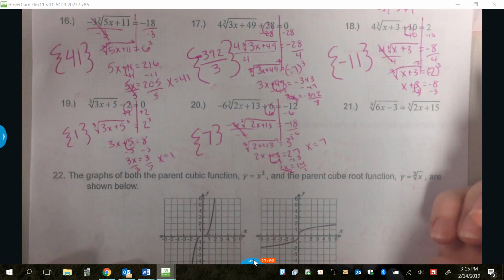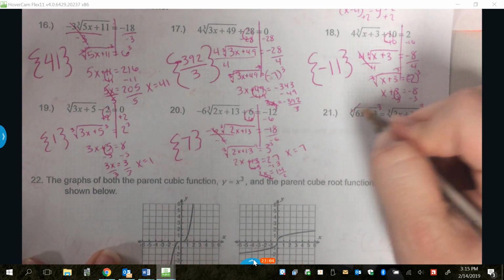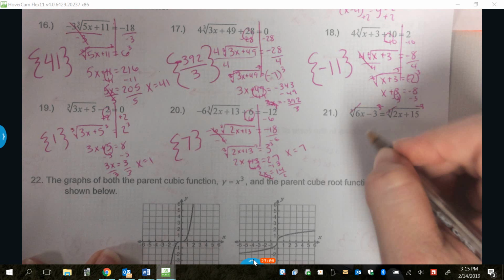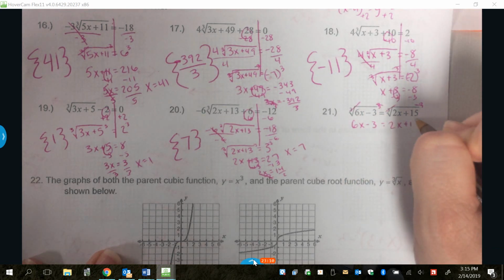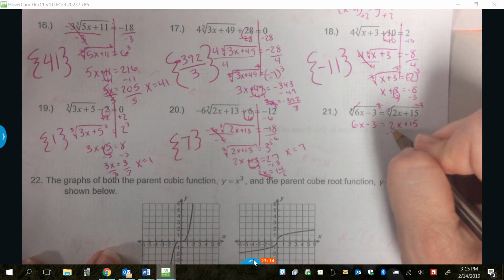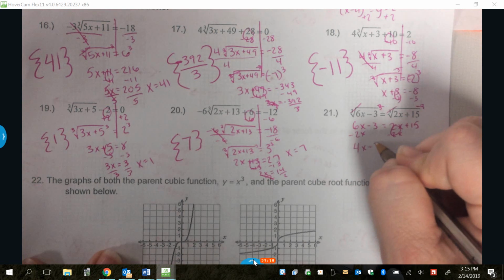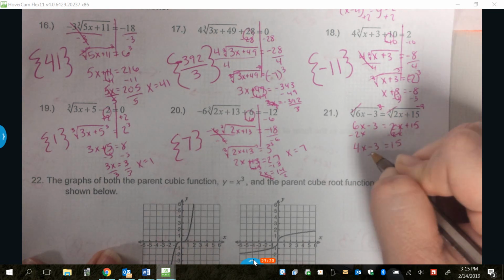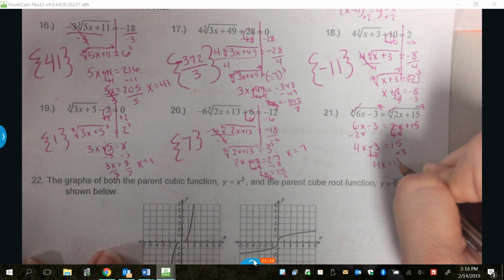Okay, number 21, you're going to cube both sides. Cube root cancels cube, cube root cancels cube. You get 6x minus 3 equals 2x plus 15. And we get all the x's on one side and all the numbers on the other. So minus 2x, minus 2x: 4x minus 3 equals 15. Plus 3, plus 3: 4x equals 18.